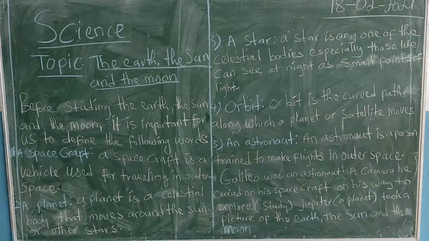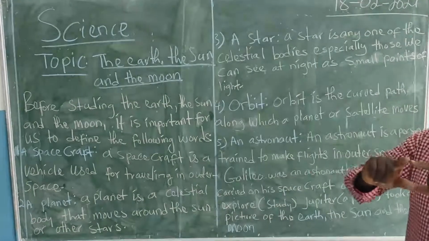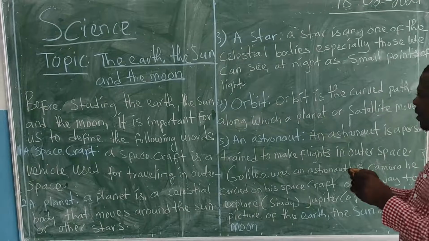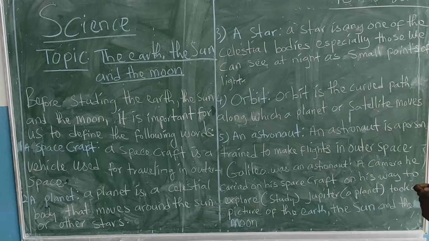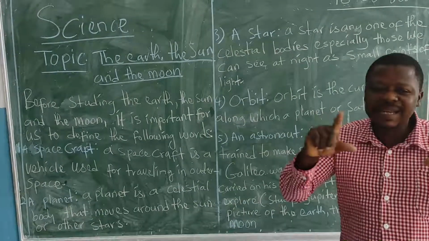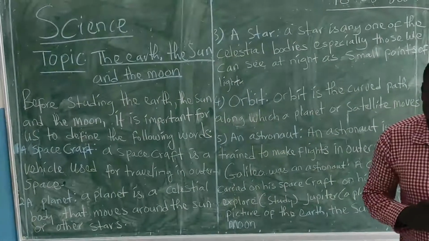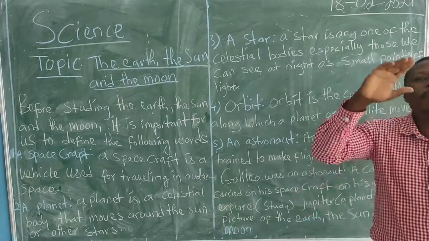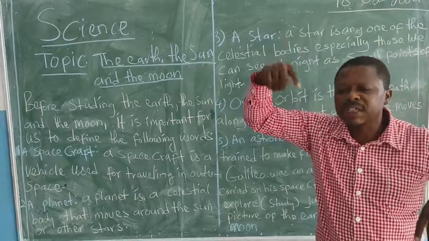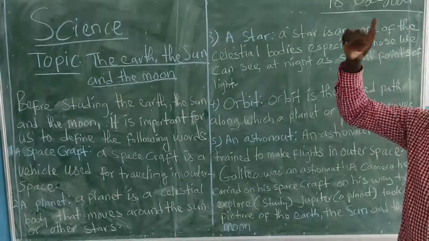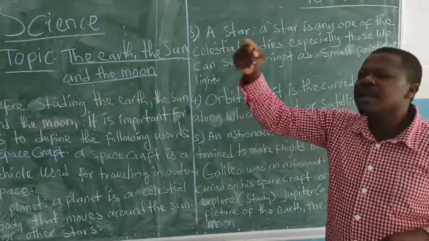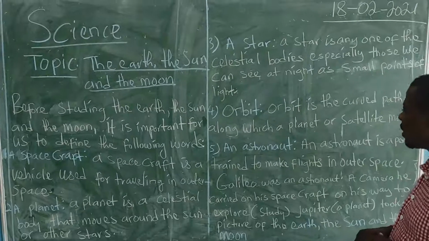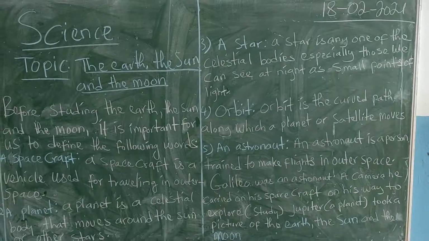The next word we'll be looking at is orbit. What is orbit? Orbit is a curved path through which a satellite or a planet moves in outer space. Somebody will be asking the question, what is a satellite? A satellite is simply a heavenly body, a celestial body, that moves around another celestial body. It's called a satellite.